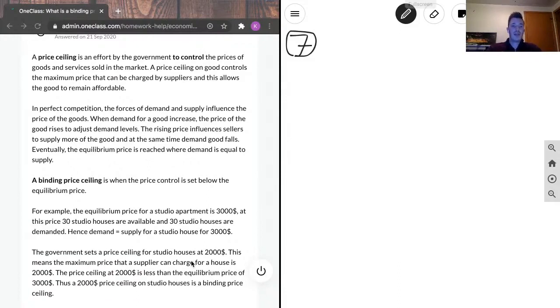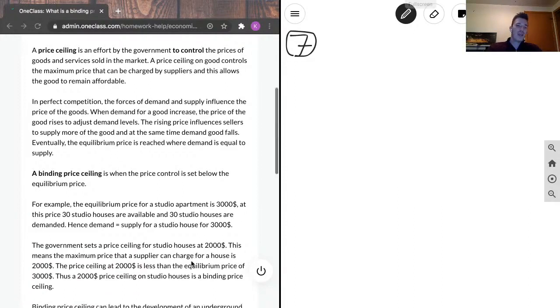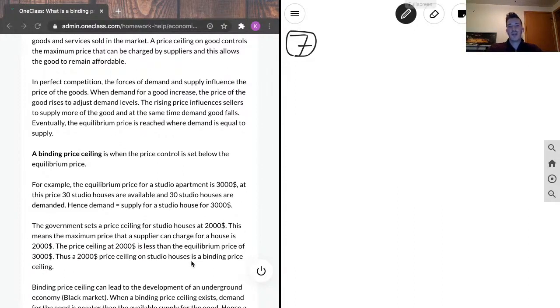A binding price ceiling is when the price control is set below the equilibrium price. For example, the equilibrium price for a studio apartment is $3,000. At this price, 30 studio houses are available, and 30 studio houses are demanded. Hence, demand equals supply for a studio house at $3,000, aka we're in equilibrium in that market.